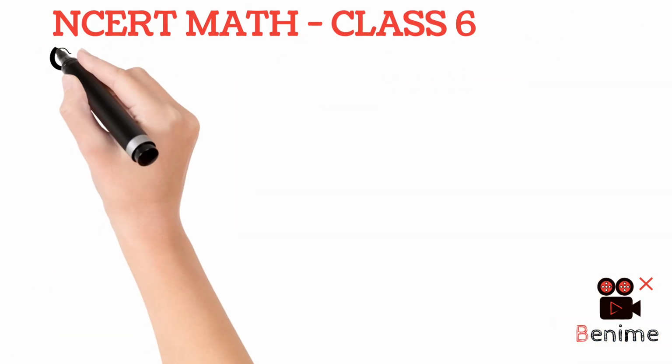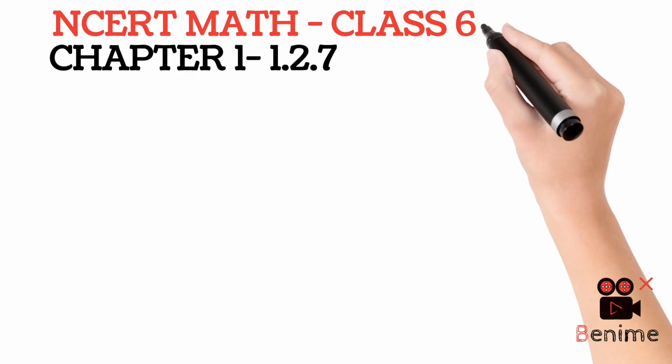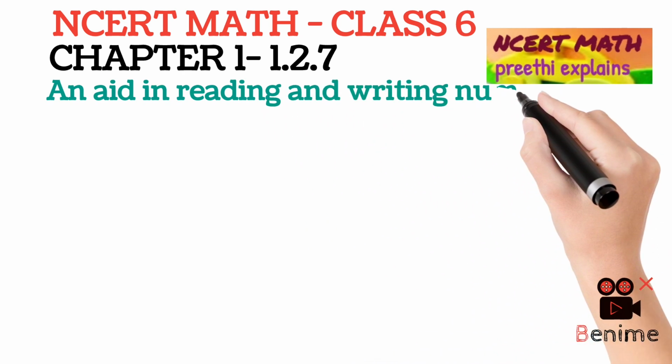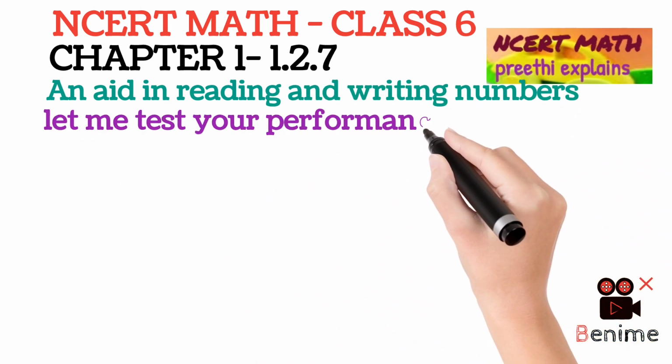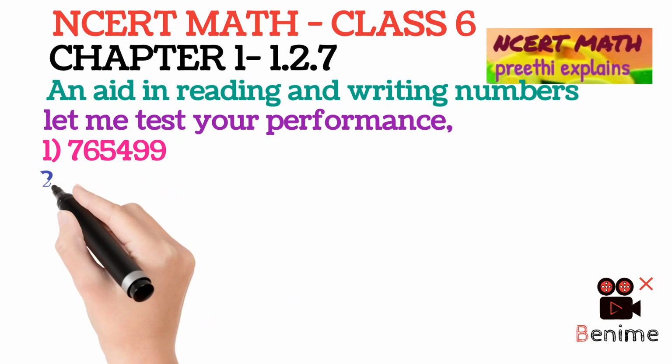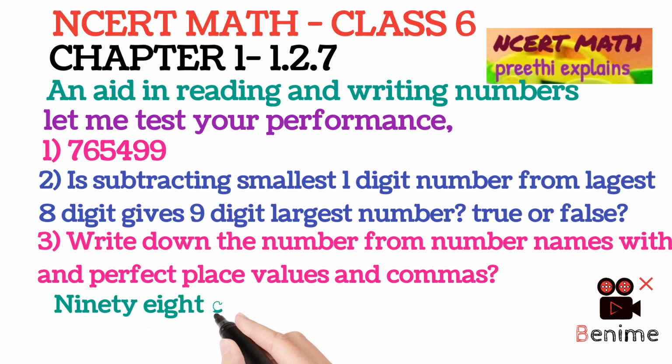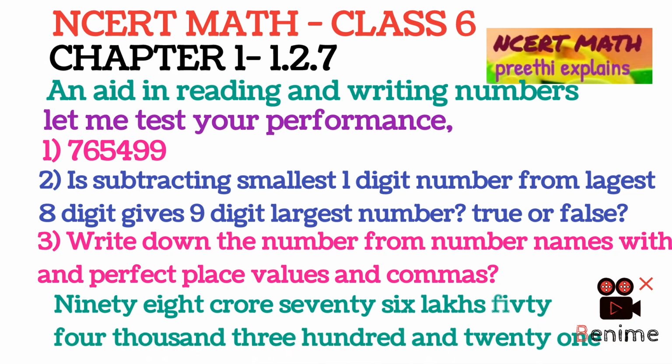1.2.7, an aid in reading and writing numbers. Let me test our performance. You have to answer all these questions because they have been revised in the previous section. Let us see how much you have learned from the sections. We can discuss the solution later in this video. The first question is 765499. You have to expand this into number names with perfect spelling and places. The position of each and every number should be perfect.